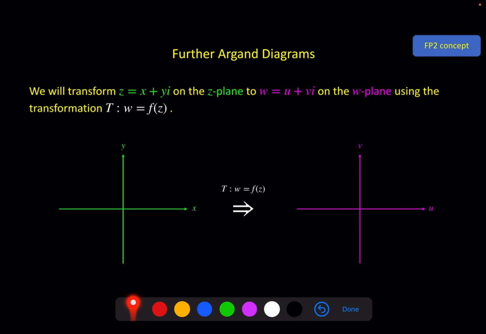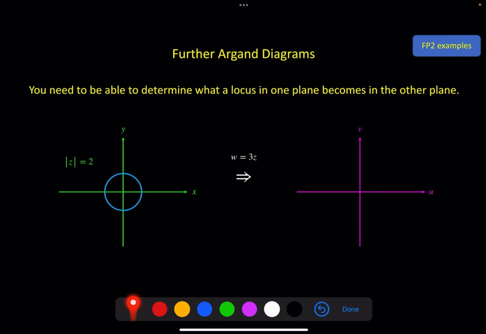We'll start with some simple examples just to see how this works, because you need to be able to determine what a locus in one plane becomes in the other plane. We do have a standard method for this, but in the second half of the video we'll see some more involved examples where we need to adapt the method and it becomes a little bit more complicated. But to begin with, it's quite simple.